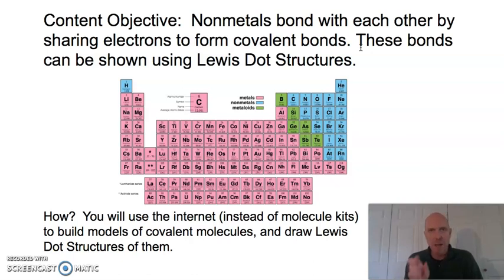If you remember before, all these things in pink are metals. Blue is nonmetal, and we were working with ionic bonds where metals bond with nonmetals. So now we're just doing nonmetals with nonmetals.